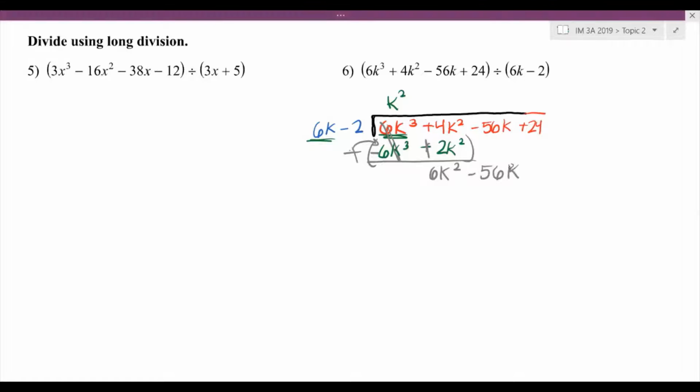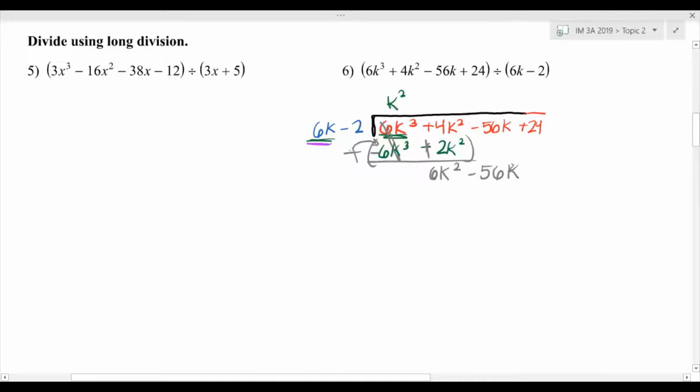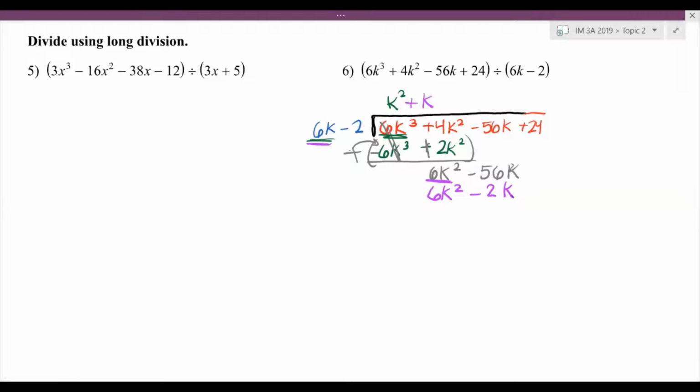So again, we're just looking at the first term in both pieces, so in the dividend and the divisor. So we're looking at, what do I need to multiply 6k by to make 6k squared, which is just a k. So I'm going to put plus k at the top. And then I'm going to multiply k times 6k, which gives me that 6k squared I was looking for. And then also k times negative 2 gives me minus 2k. And I'm going to subtract those two things.